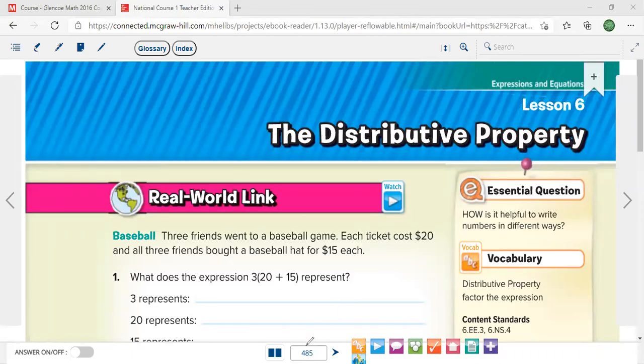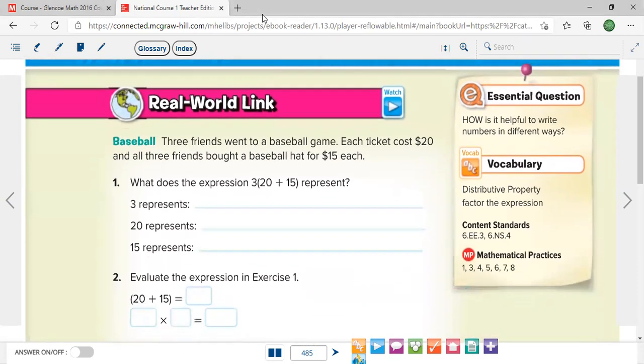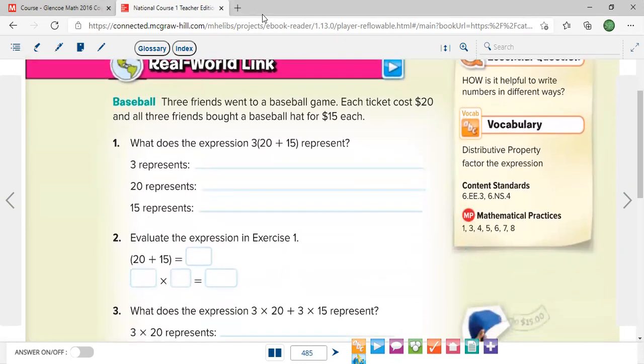On page 485 in lesson number 6 in chapter 6, the distributive property. What is a distributive property? Let's begin by this example.